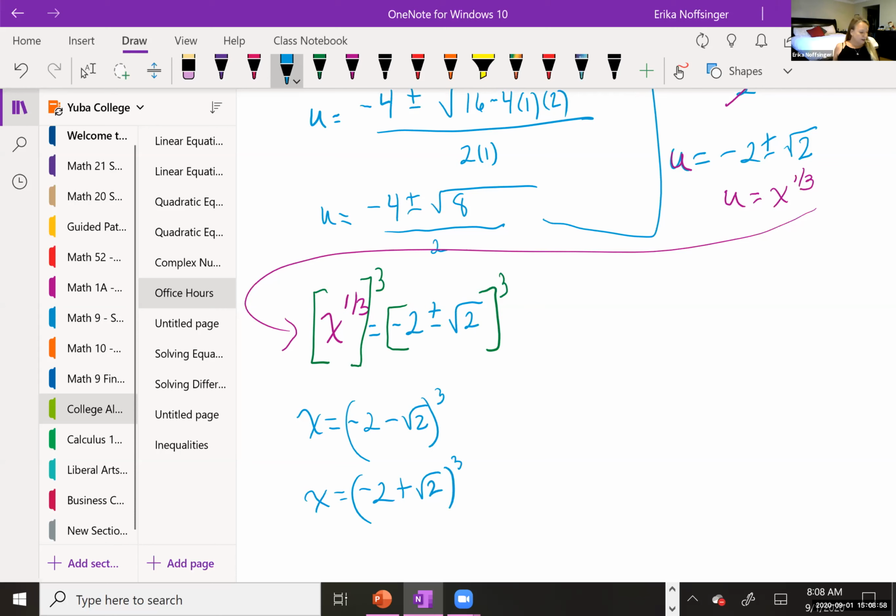So it looks like in your book, they put it in decimal form. I probably would have, if I let you have a calculator, you couldn't do that without a calculator. And I would just say, leave it in the exact form like this.